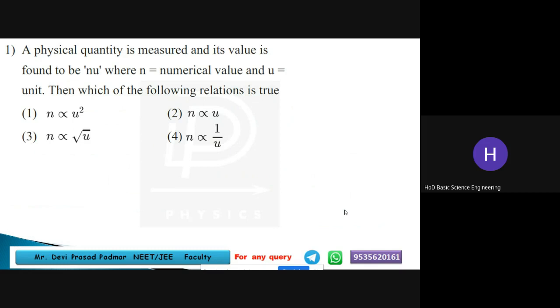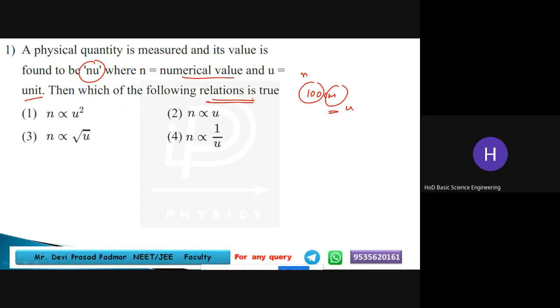Here comes our first question. A physical quantity is measured and its value is found to be n times u, where n is the numerical value and u is the unit. For example, if you consider 100 centimeter, centimeter is the unit, and this 100 is the number n. Now, which of the following relations is true?